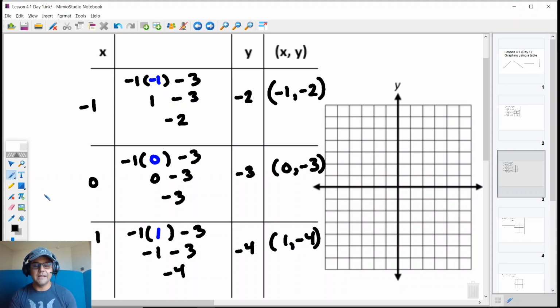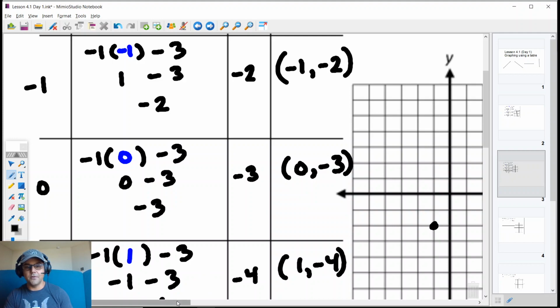So let's make our line. -1, -2. So starting at the origin, -1. So left 1, -2, down 1, 2. Because remember, it's always the x first, then the y second. -1, -2. Looks good there. 0, -3. That means no left or right.